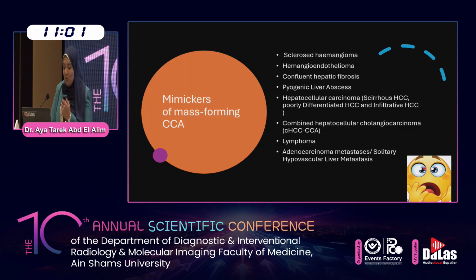This is what I look at when I write cholangiocarcinoma. This is my face, because there are a lot of mimickers of mass forming. The first one, sclerosing hemangioma, hemangioendothelioma, confluent hepatic fibrosis, pyogenic liver abscess, and hepatocellular carcinoma, especially the atypical type, like undifferentiated infiltrative, and the combined type, as well as lymphoma and metastasis, especially the solitary metastasis.